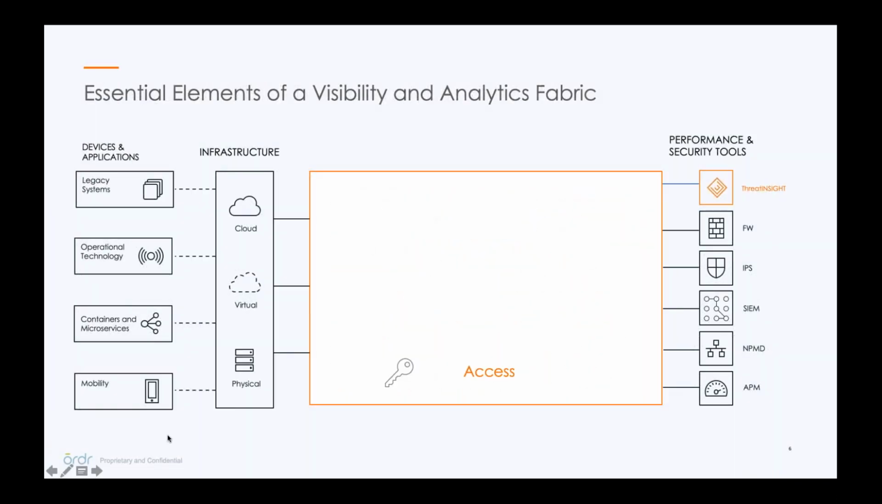So to start off with, as we talked about, you need to be able to acquire the traffic. You need to be able to get access to it. Then once you've got it, you can aggregate it. You can filter it. You can even spread the load across multiple instances of the same device. And in a lot of cases, you may even want to transform the traffic.